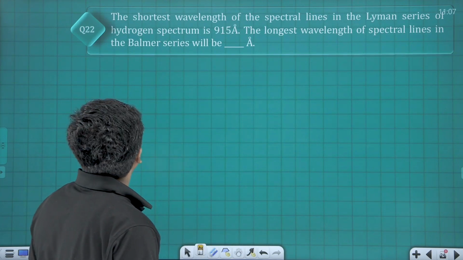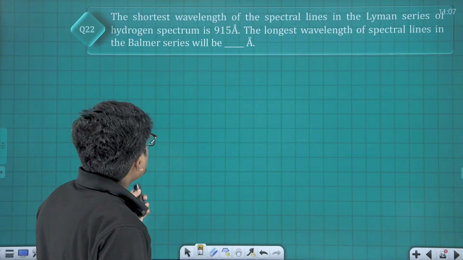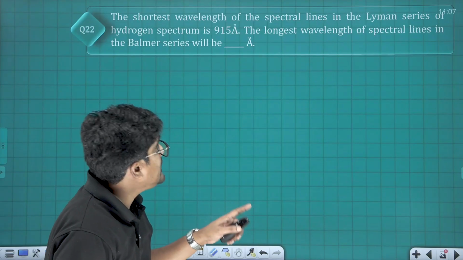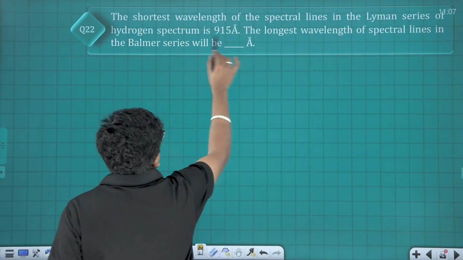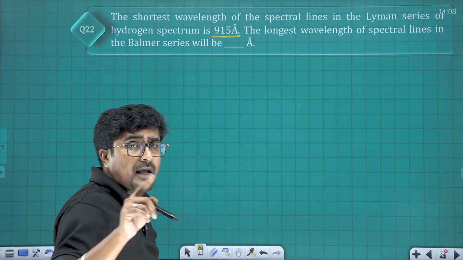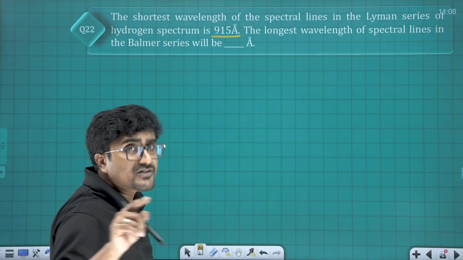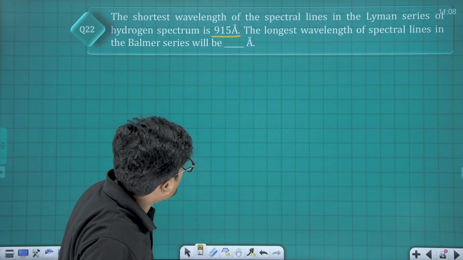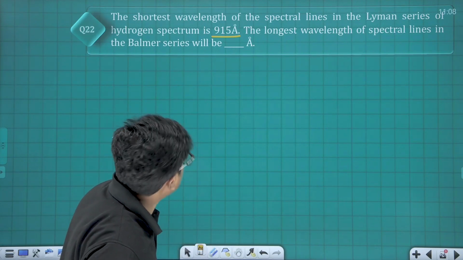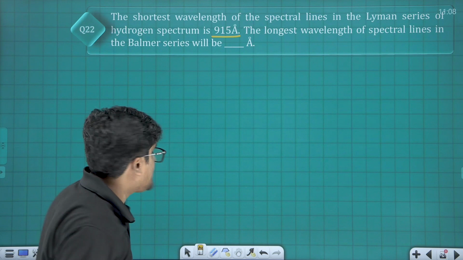Moving to the next: the shortest wavelength of spectral line in the Lyman series of hydrogen spectrum is 915 angstrom. I repeat, 915 angstrom, and that is the shortest wavelength. Shortest wavelength means the maximum energy gap. Now the longest wavelength of spectral line in the Balmer series is.